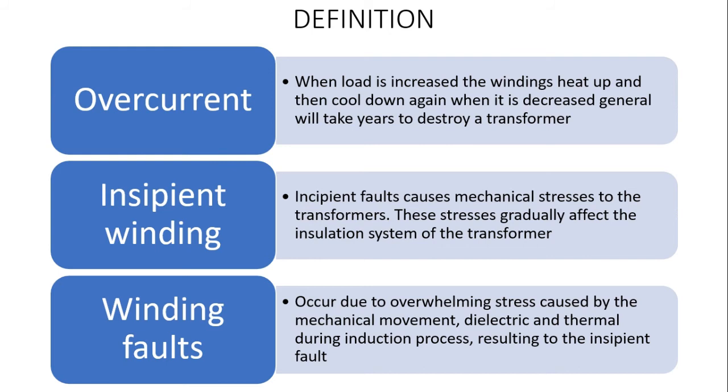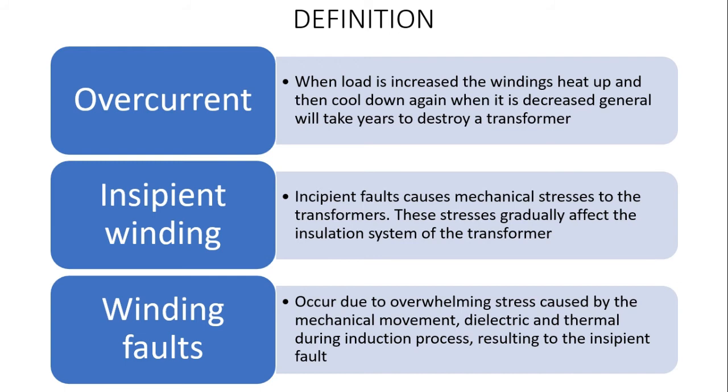So this is the definition of overcurrent. For overcurrent, when the load is increased, the winding heats up and then cools down again. But when this happens frequently, it decreases the lifespan of the transformer, which eventually will take years to destroy the transformer.